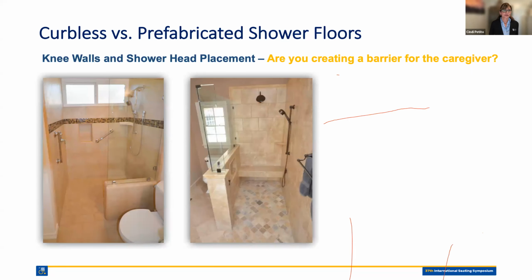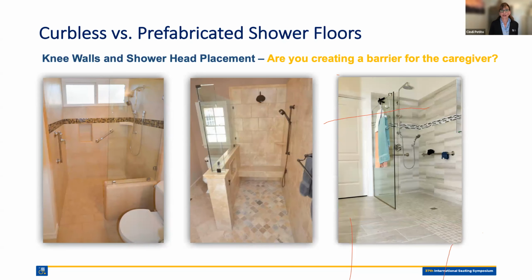When we talk about knee walls and shower head placement, these are two mistakes folks make, particularly contractors, because they want to put a knee wall in that's not easily removed if that person progresses and needs a caregiver down the road. Basically, the photo on the left that you see here, if this person became dependent on a caregiver, that caregiver would have to basically get into the shower with them to bathe them.